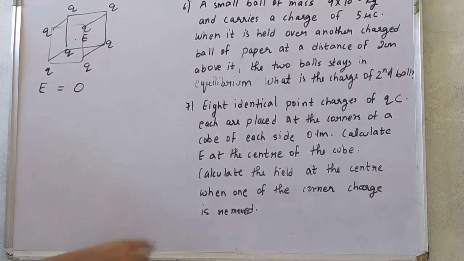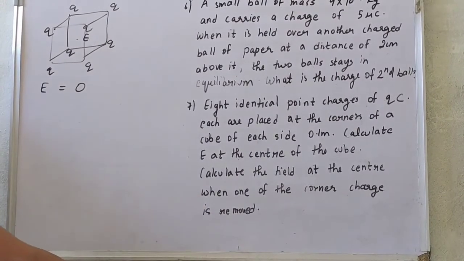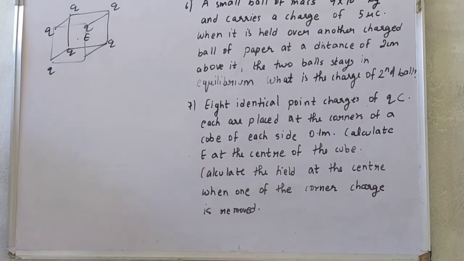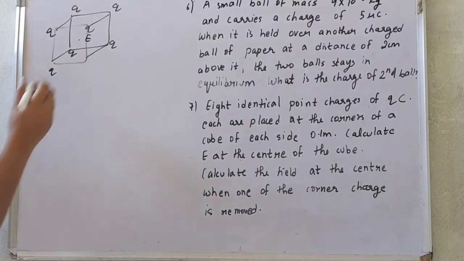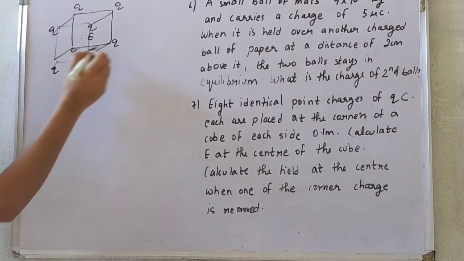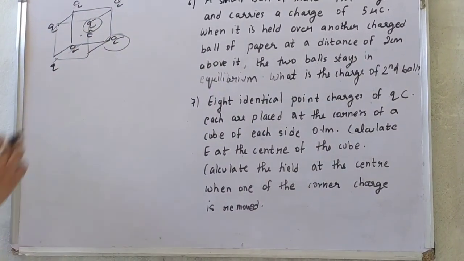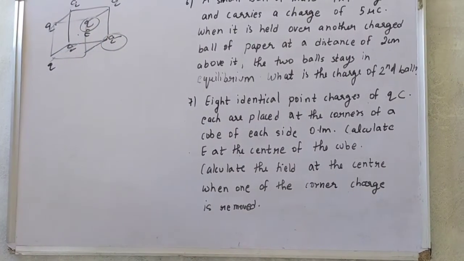Okay, but this question asks, if one of the charges is removed, now calculate the electric field. Now the electric field will change because these 3 will cancel each other, but this one will remain. Sorry, this one will be left. We will calculate the electric field due to this Q coulomb charge now.